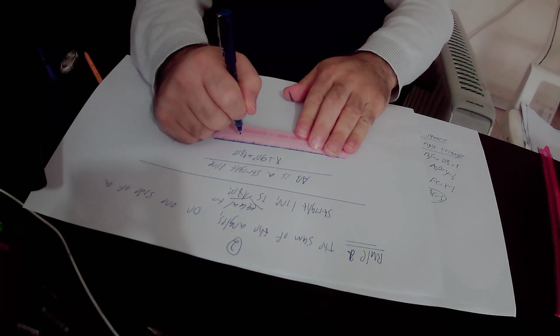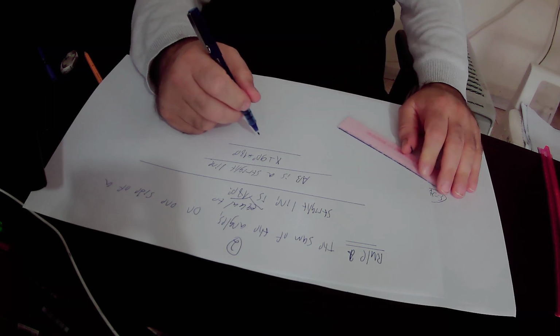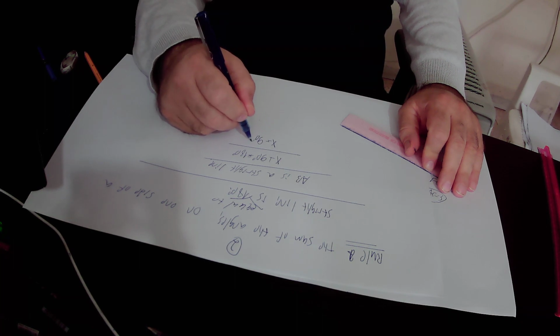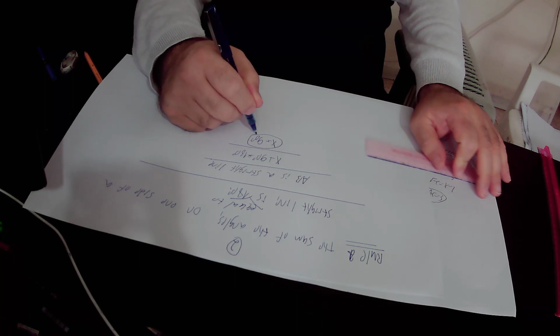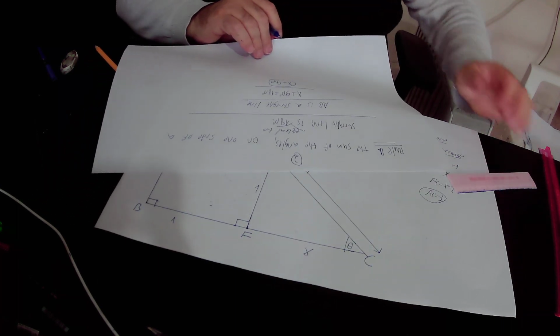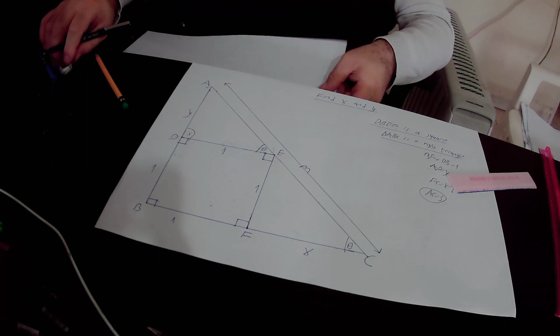Here we subtract 90 degrees from this equation, and we get that angle X equals 180 degrees minus 90 degrees, which is 90 degrees. So we found out that angle X is a right angle, it equals 90 degrees. So I'll substitute angle X by a right angle.